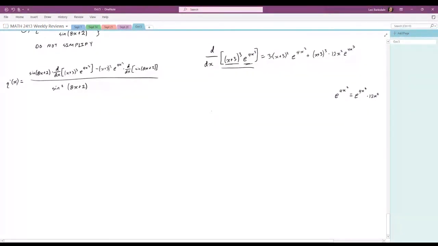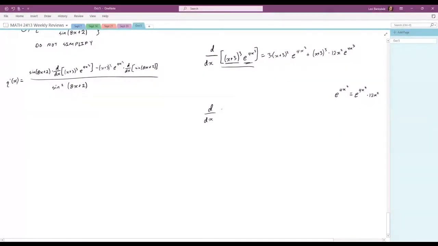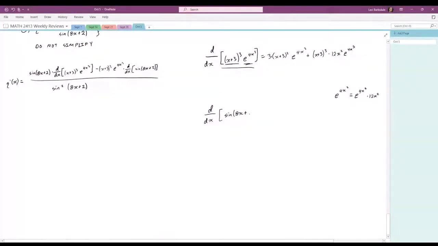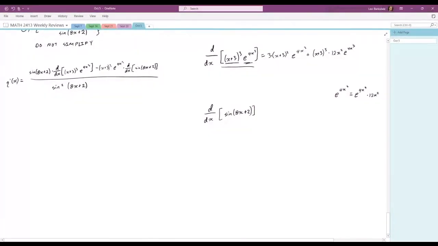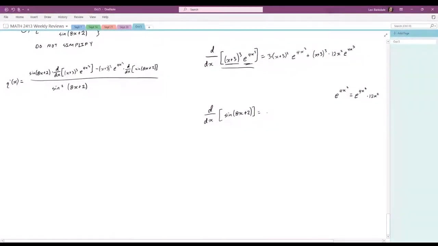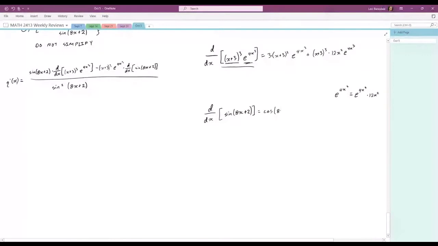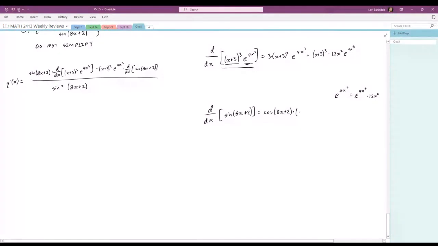Next, I need to find the derivative of sine of 8x plus 2. So using the chain rule, the derivative of sine is cosine. I leave the inside alone. And then I multiply by the derivative of the inside. So the derivative of 8x plus 2 is 8.